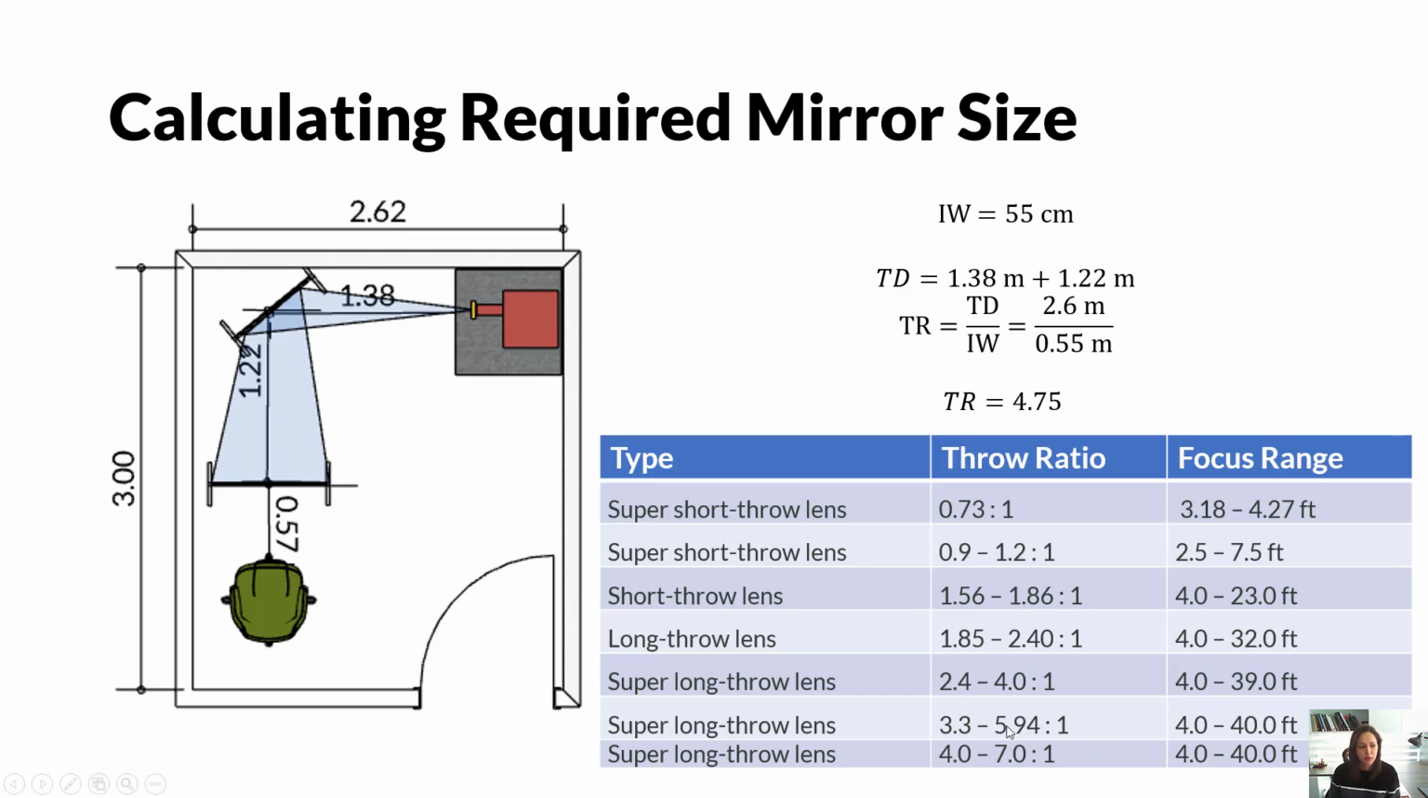We can use a few different lenses, but let's say we'll take the sixth one on our list, which supports a range of 3.3 to 594.